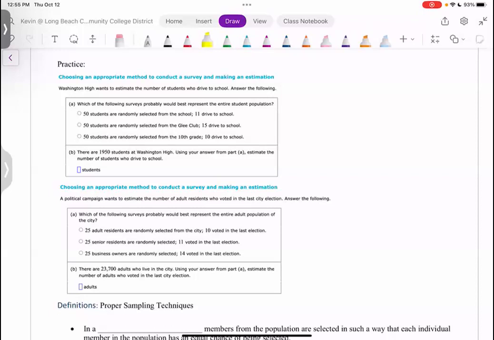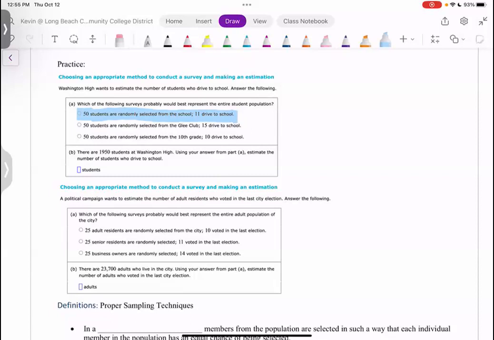So I would say for sure, we're looking here. Doesn't say anything about the Glee Club, doesn't say anything about the 10th graders. Part B, there are 1,950 students at Washington High. Using your answer from part A, estimate the number of students who drive to school.